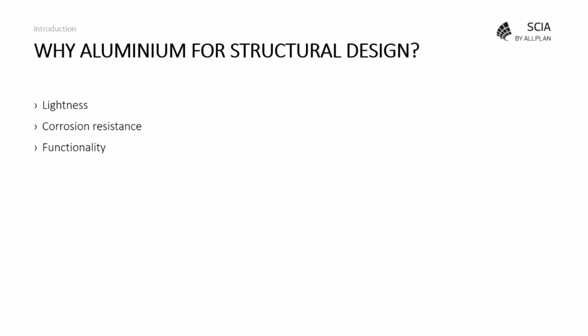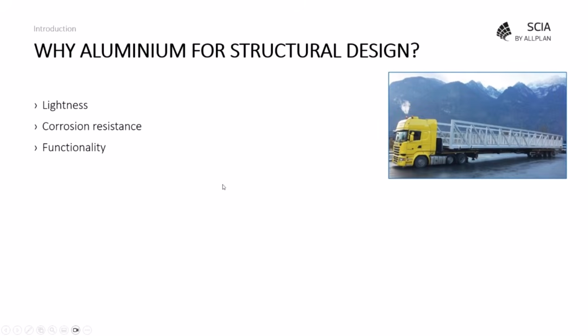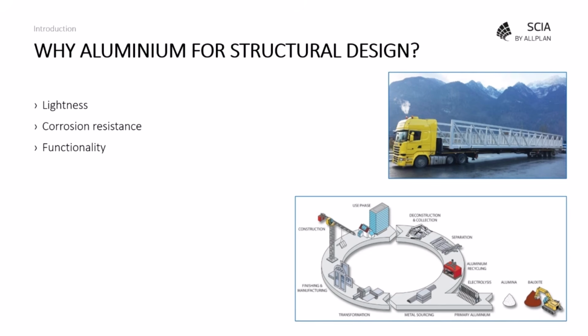But why would we use aluminium for structural design? There are three important benefits: lightness, corrosion resistance, and functionality. First of all, aluminium has a low specific weight, which is about 1/3 of the weight of steel. Some advantages of this are simplification of the assembly phases and the possibility to transport fully prefabricated components. Structures can also be dismantled easier, which leads to circularity and thus sustainability.